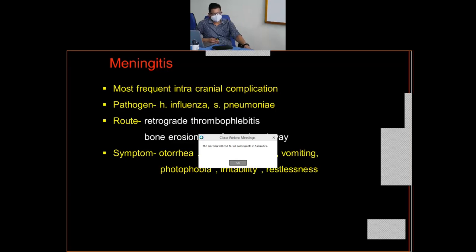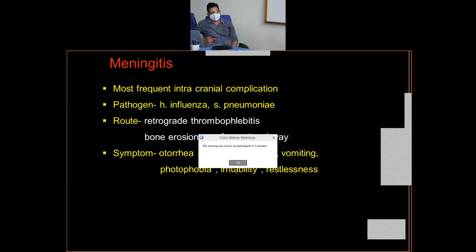The route of infection is retrograde thrombophlebitis through the venous channels from the medullary cavity. It will go to the dural venous sinuses. So ultimately the dural layer, which is called the meninges, there will be inflammation of the meninges, and bony erosion. Symptoms will be the same: there will be otorrhea, headache, vomiting, the patient will be restless. Any meningeal irritation, meningitis causes restlessness, irritability, photophobia. So it is a broad spectrum of symptoms that will be there in all cases.